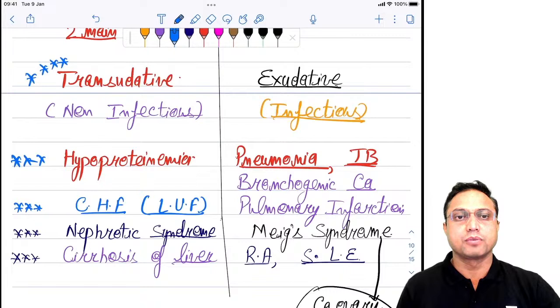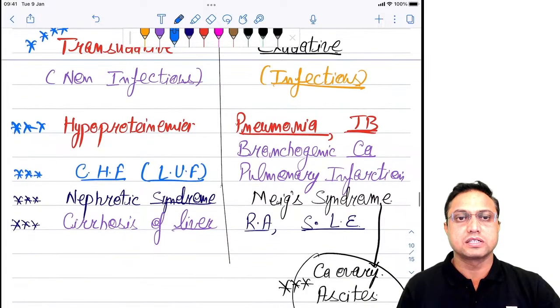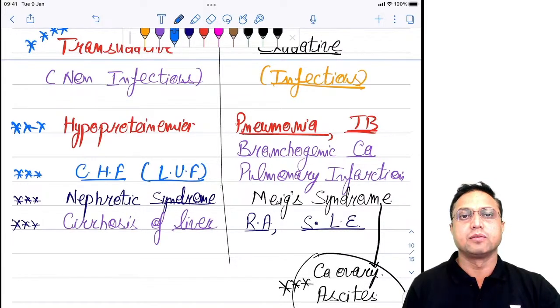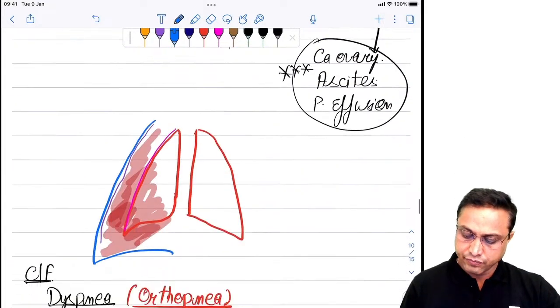Causes of transudative pleural effusion include hypoproteinemia, congestive heart failure, left ventricular failure, nephrotic syndrome or cirrhosis of liver, right? Exudative causes include pneumonia, tuberculosis, bronchogenic carcinoma, pulmonary infarction, Meigs syndrome, rheumatoid arthritis, SLE, right?